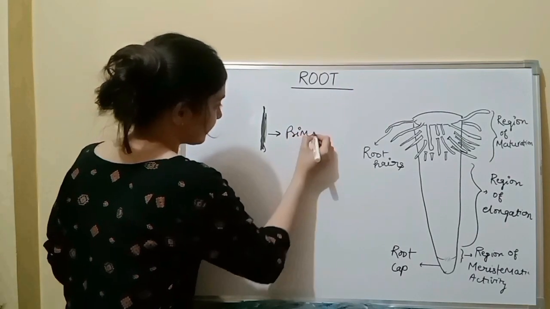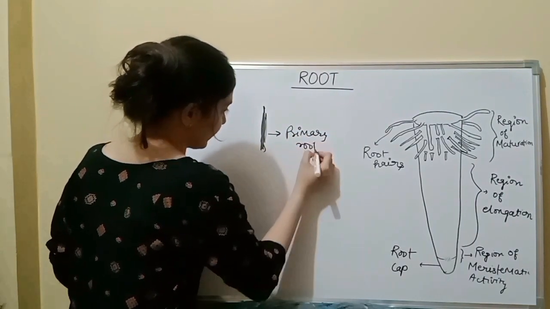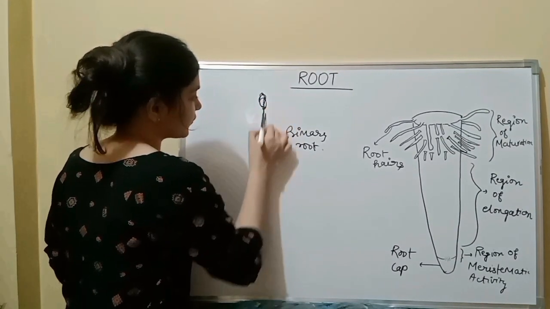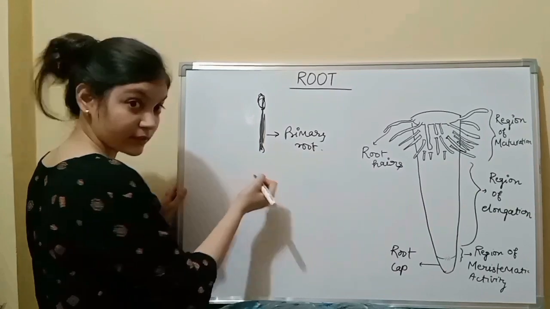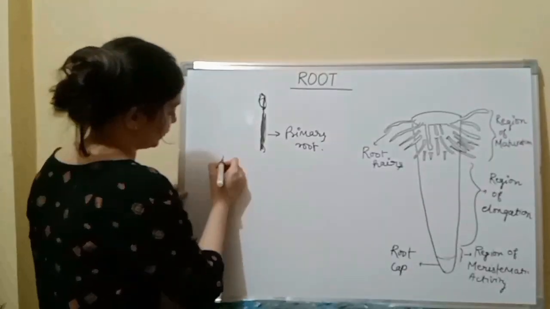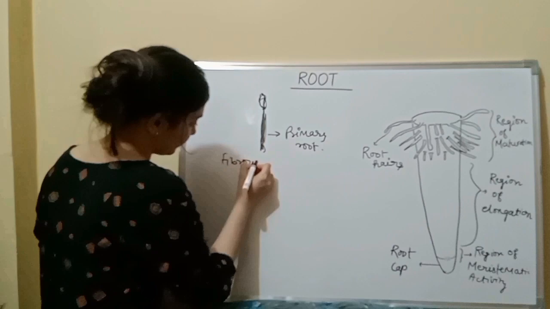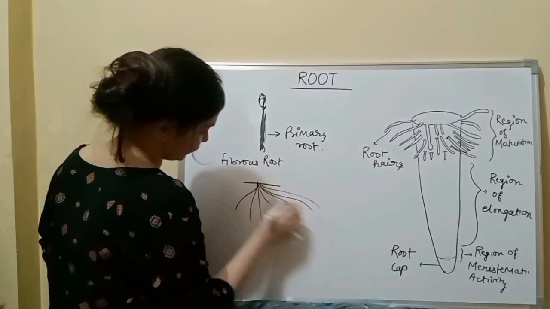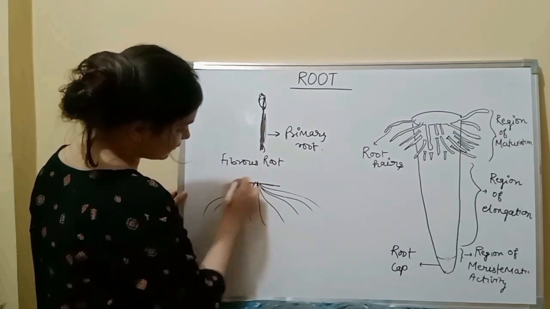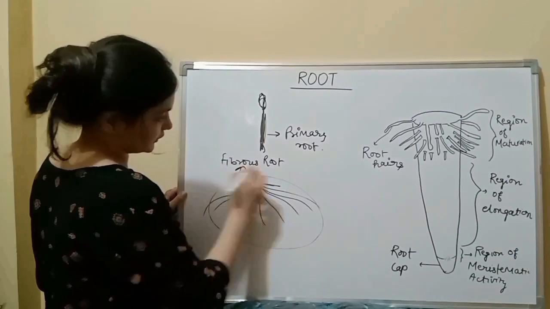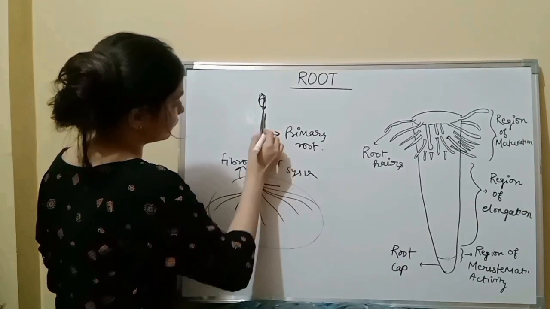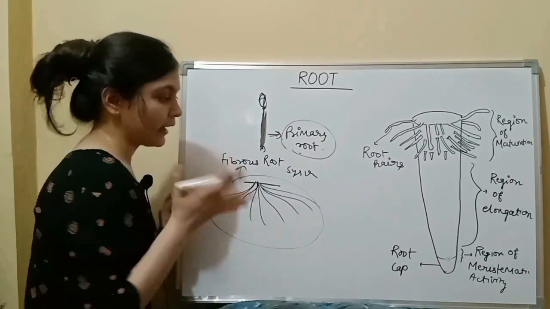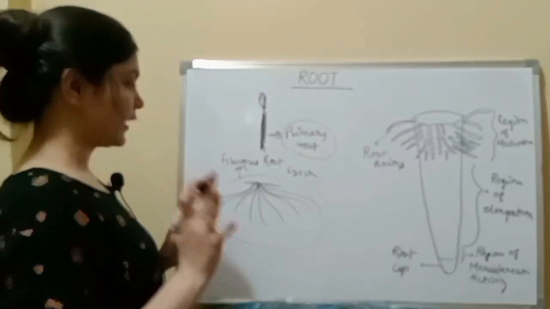This is the primary root, because this is appearing from the radicle part. And we have another type. What is that? Fibrous root. In the fibrous root, from the base we have many roots. So this is the example of the fibrous root system, and this is the main root, and this is the example of the primary root. And adventitious root we have understood very clearly.